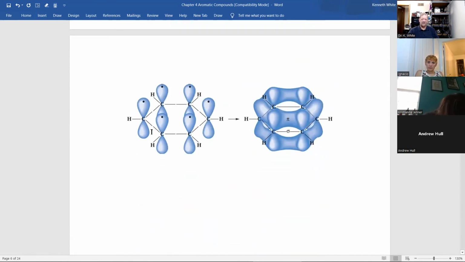And it looks like this. Each carbon of the double bond in the pi orbital, or pi bond, has an electron in what's called the p orbital. That's in blue.